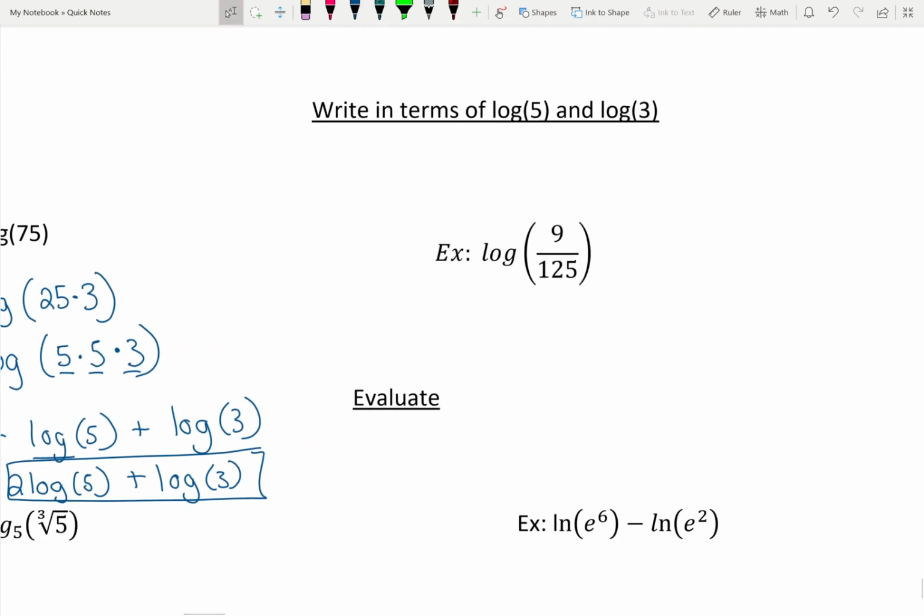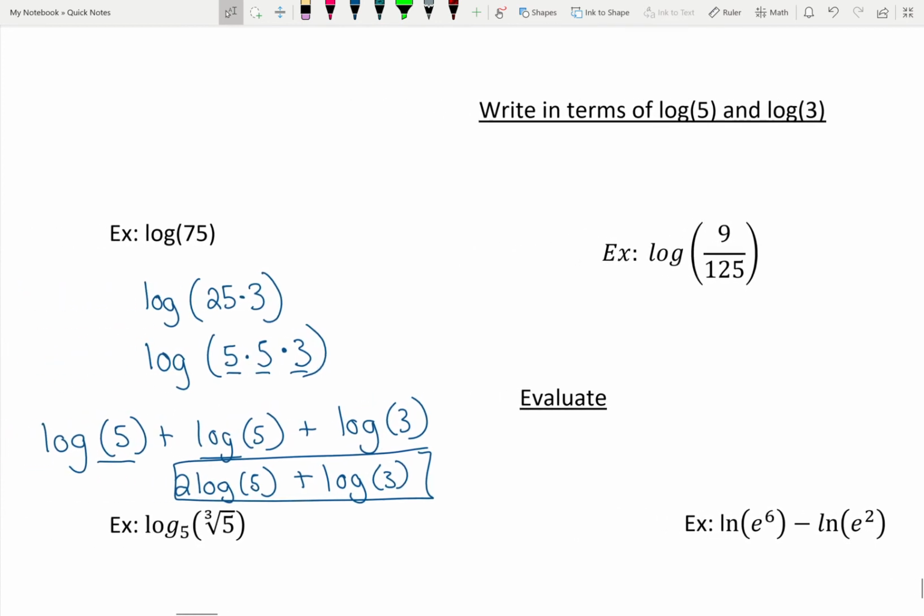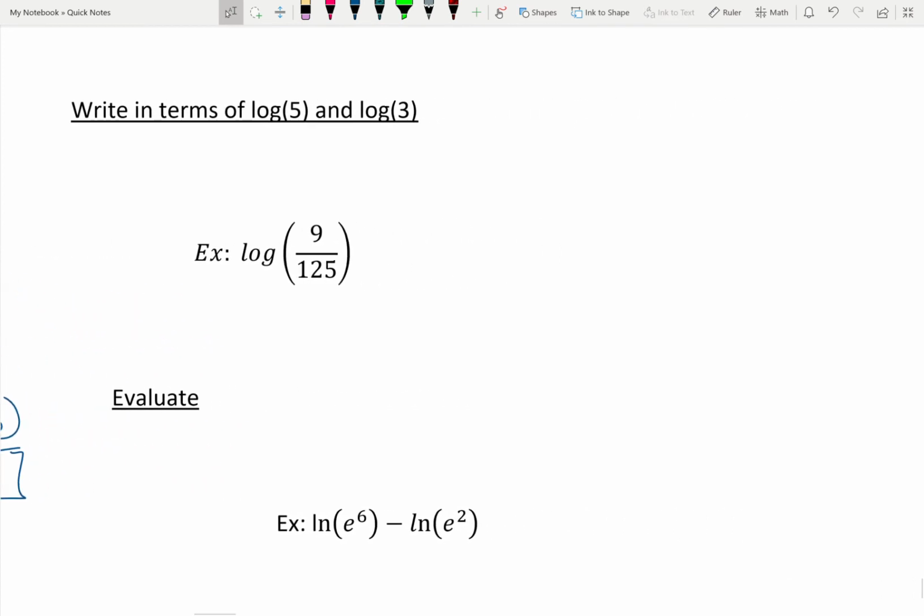And I don't know why I gave no room right here. Stupid of me. So we'll go on this side.